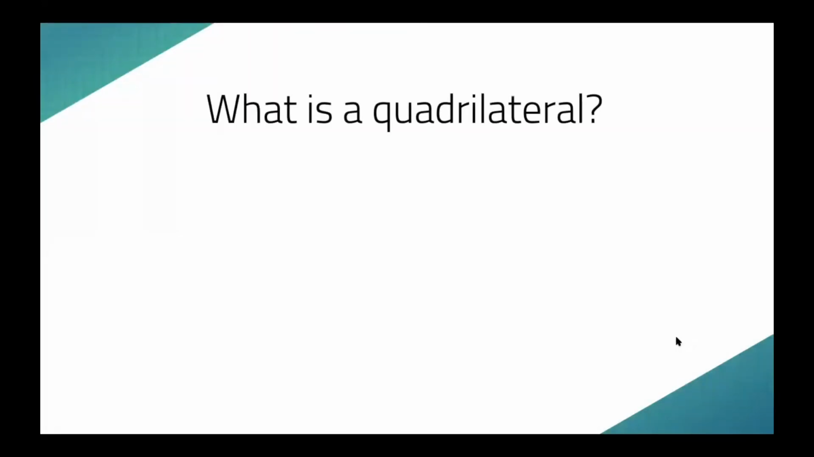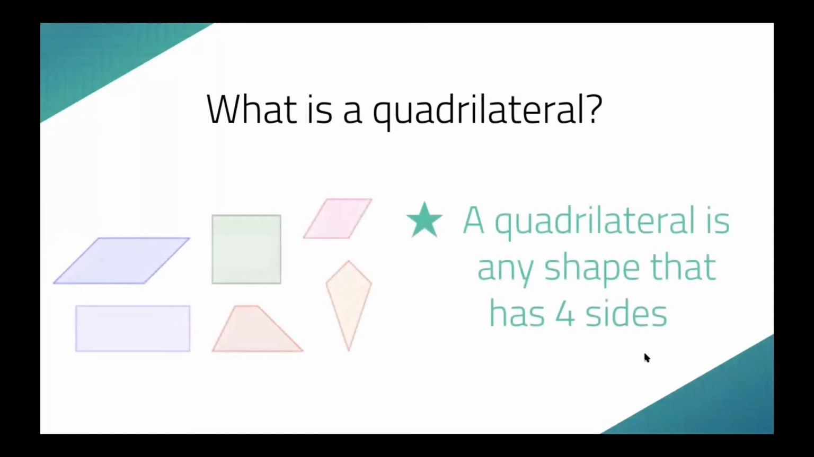So what is a quadrilateral? A quadrilateral is any shape that has four sides. So if you see on the left side, all these shapes are part of a quadrilateral.